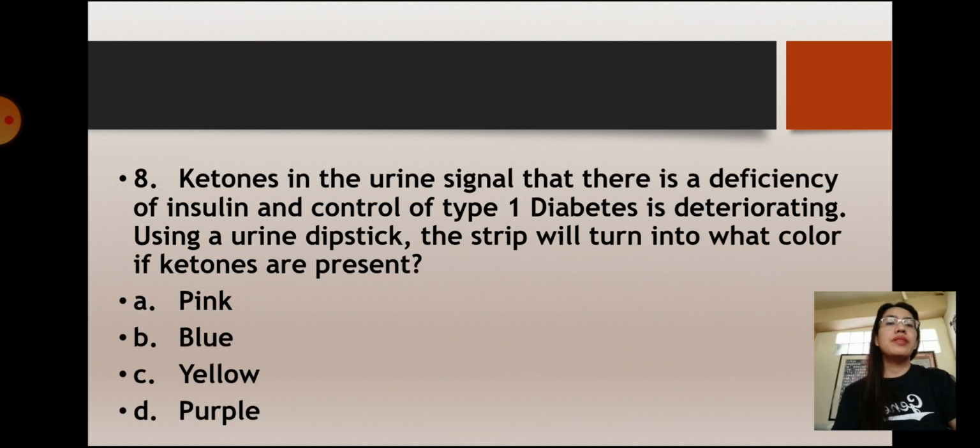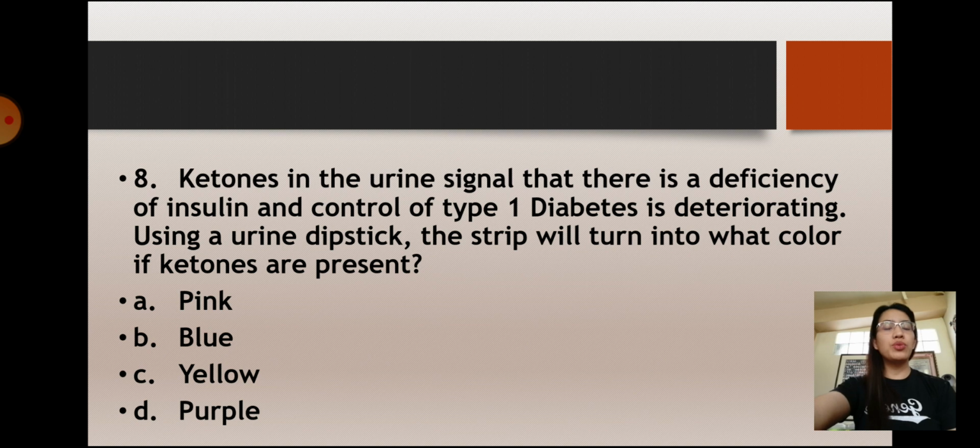Number 8. Ketones in the urine signal that there is a deficiency of insulin and control of type 1 DM is deteriorating. Your control is not good if you already have ketones. Using a urine dipstick, the strip will turn into what color if ketones are present? So, one of the things we can do to determine if the patient already has a complication is to do your urine dipstick. You have a strip, you dip it in the urine, then wait for the color to change.